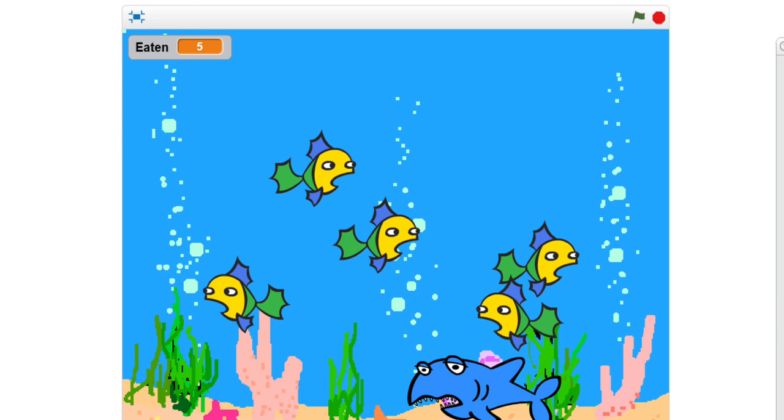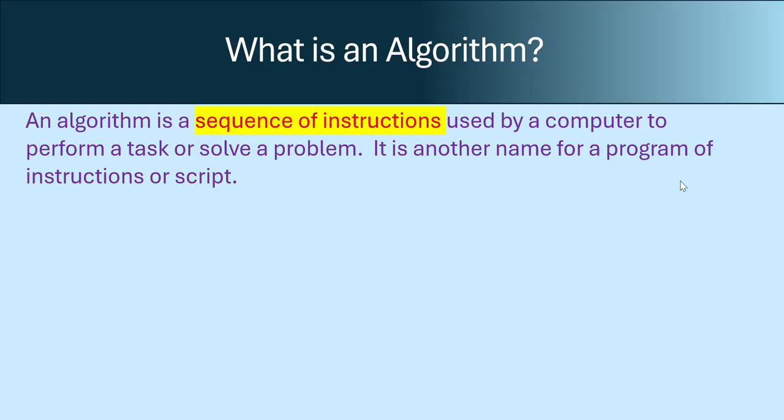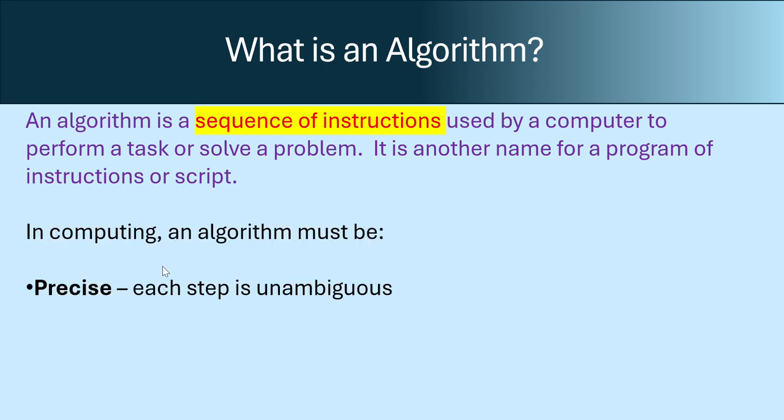We need to first of all talk about what an algorithm is. An algorithm is a sequence of instructions used by a computer to perform a task or solve a problem. So it is another name for a program of instructions or script. What we want to make sure with our algorithm is that it must be precise, so each step is unambiguous. It should stop eventually, so we have our game over in this program.